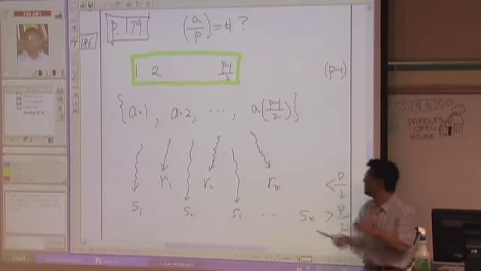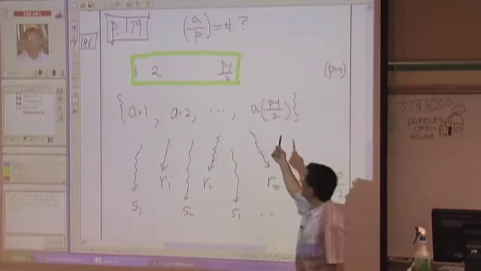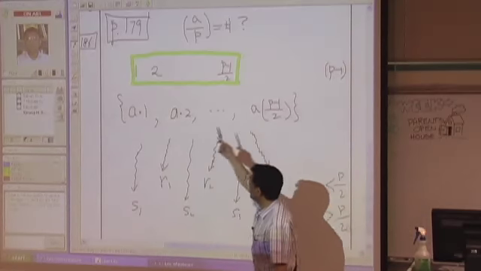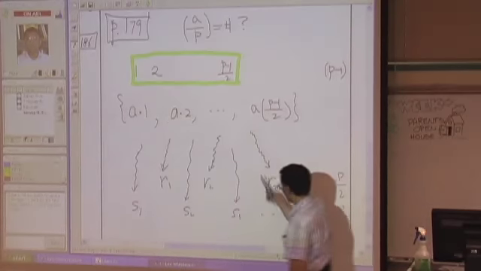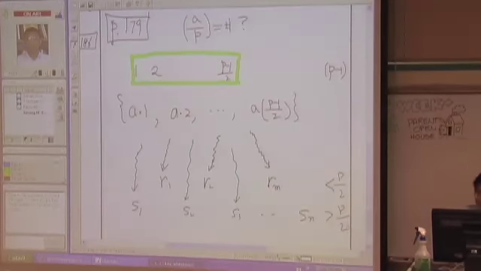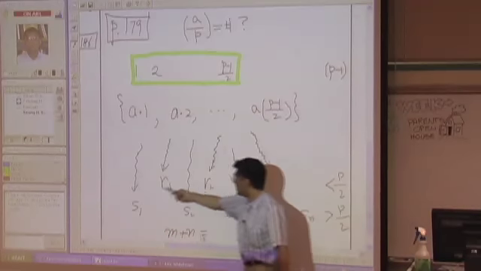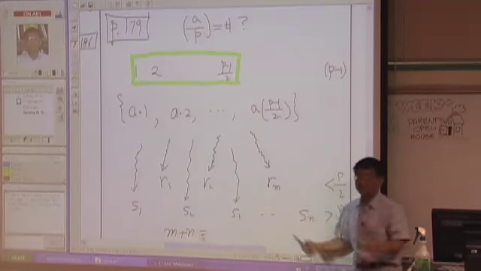All generic. Then how many numbers are there in total? 1 through (p minus 1) over 2. So if we add this m and n, what is m plus n? If we add all numbers here, total m numbers and n numbers, then how many numbers can you get?